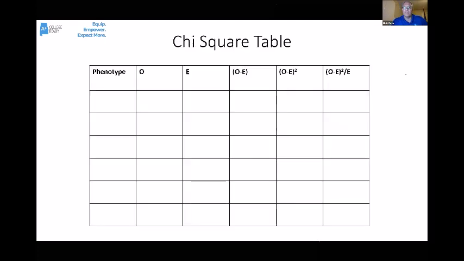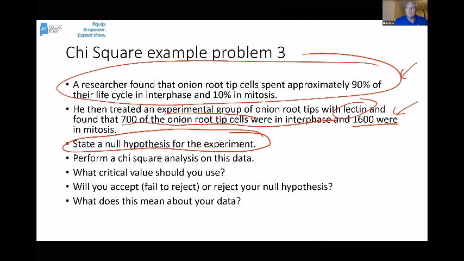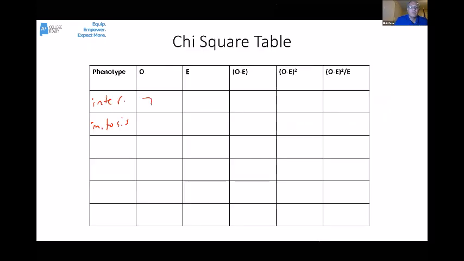So we got a table just like we had before. And our phenotypes are just going to be, I'm going to abbreviate interphase and mitosis. That's it. And when we actually looked at the cells, we stained them. We had 700 interphase and 1600 in mitosis. So 700 here, 1600 here.